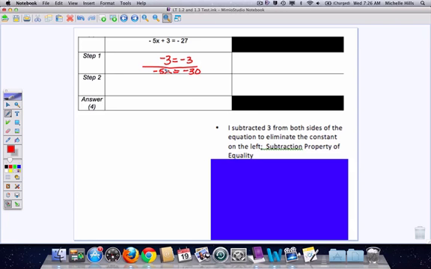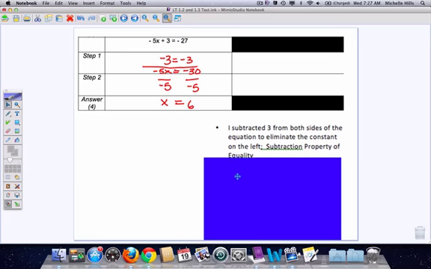Now, the thing that's being multiplied by the x is negative 5, so I'm going to divide both sides of the equation by negative 5. Because I have a single variable term on the left and a single constant term on the right, I don't have any more addition or subtraction to undo. When I do this, I end up with x equals positive 6.